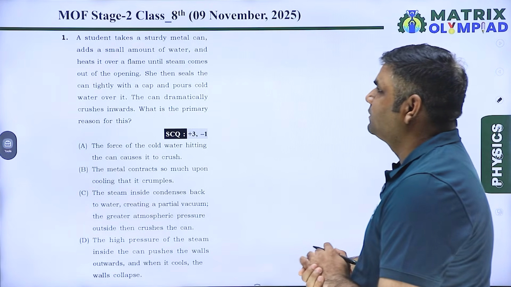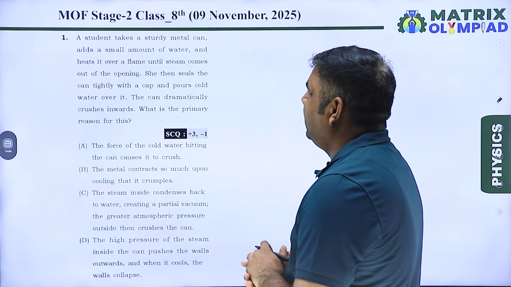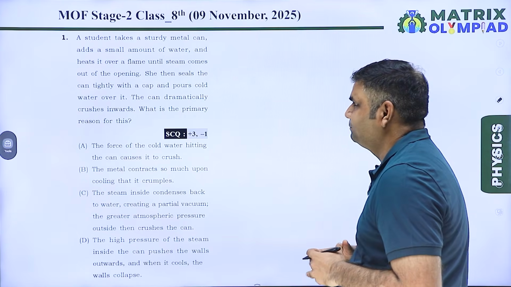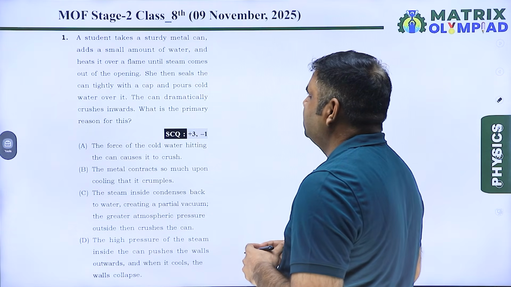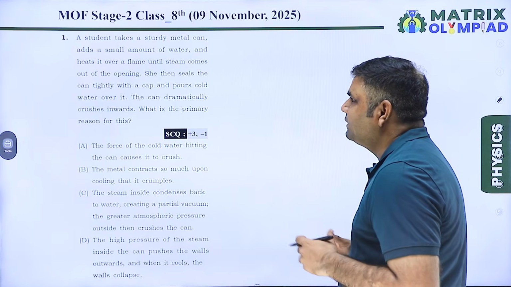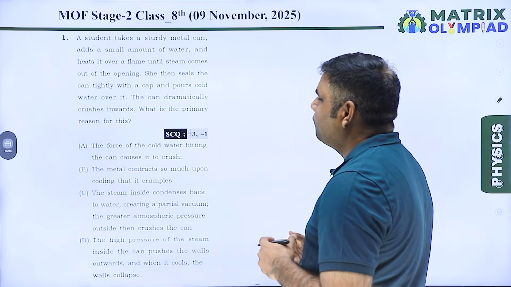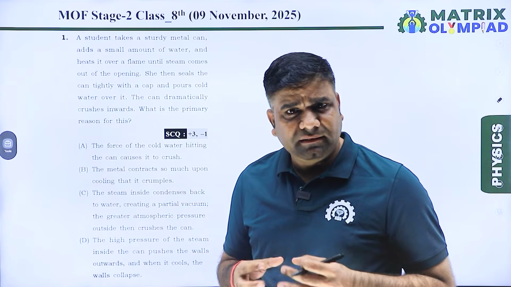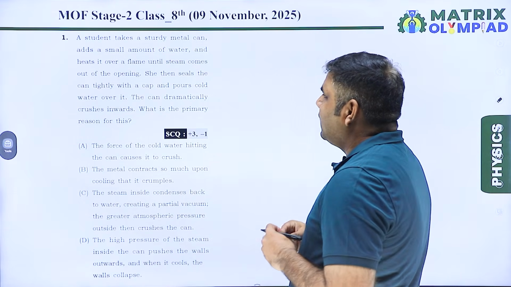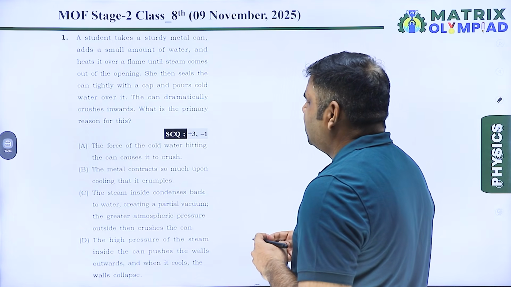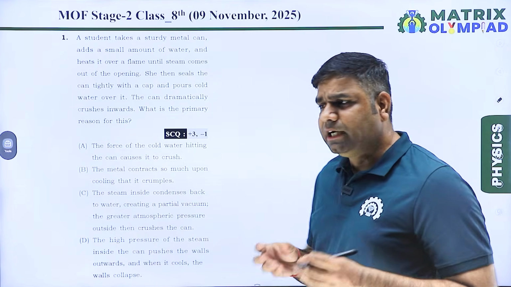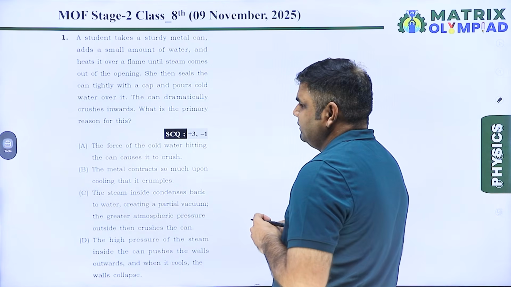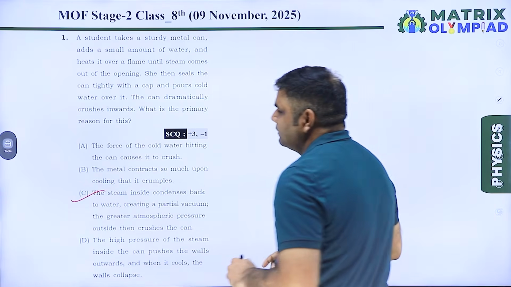In question number first, a student takes a study material can, adds a small amount of water and heats it over a flame until steam comes out of the opening. She then seals the can tightly with a cap and pours cold water over it. If she pours the cold water, the steam inside the can is condensed. After that, the can is dramatically crushed inward. Yes, just because of pressure difference. The atmospheric pressure is greater than the pressure inside. So, what is the primary reason? Our correct answer C will be the correct.